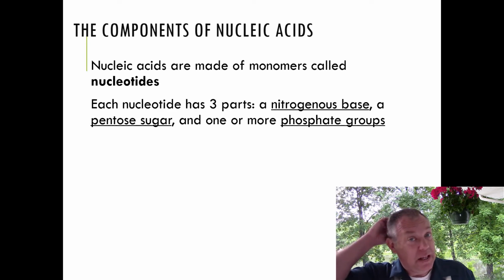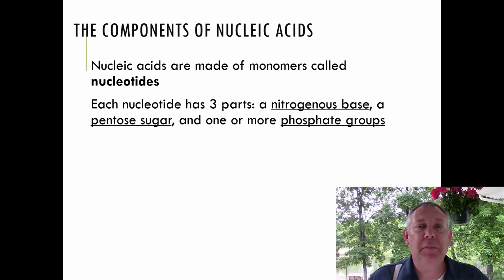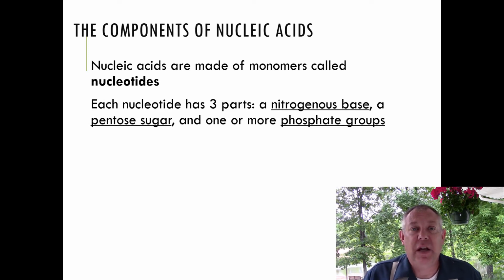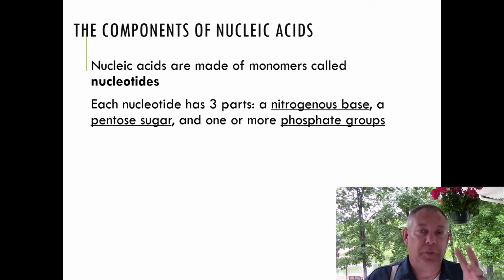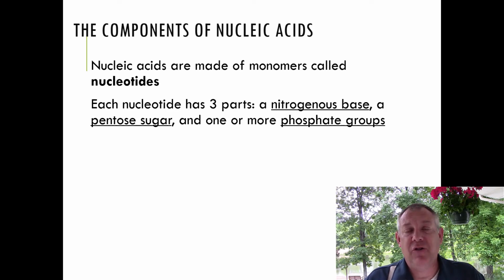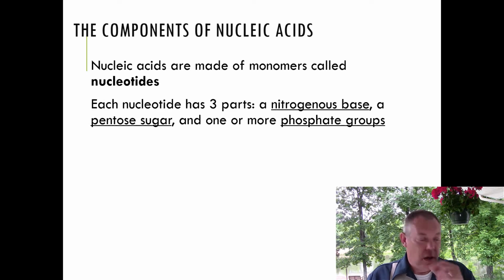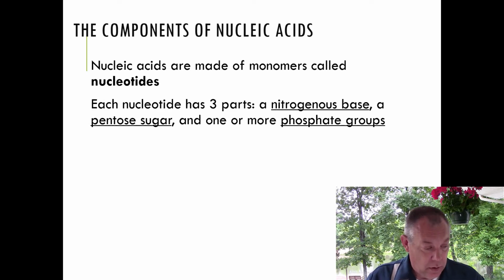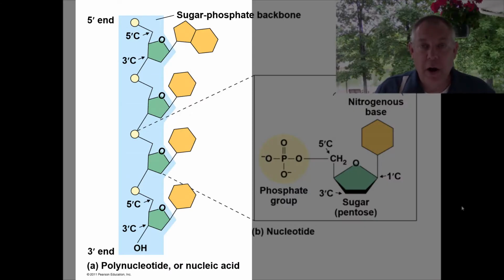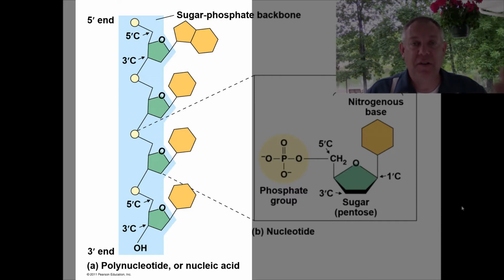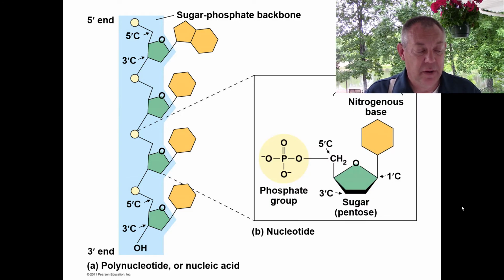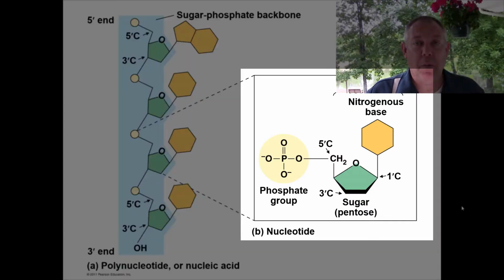Okay, so what are the building blocks of nucleic acids? The building blocks, the monomers, are nucleotides. Now each nucleotide has three parts to it: a nitrogenous base, a pentose sugar, and a phosphate group. So here on the left, you're looking at a string of these nucleotides stuck together. And then on the right, we zoom in on one of those.